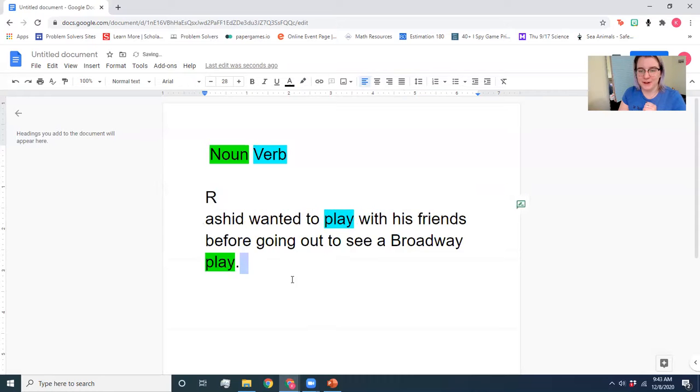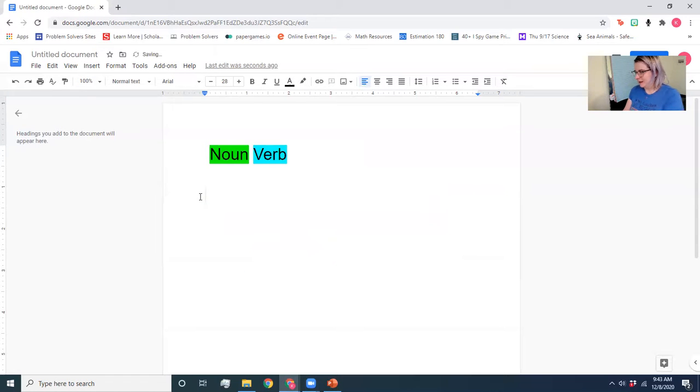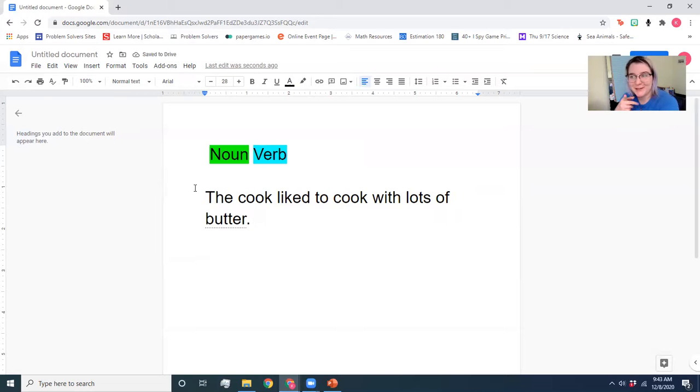Okay, let's see. Oops, what just happened? Okay. The cook liked to cook with lots of butter. You tell me, which cook is a noun and which cook is a verb? The cook. Absolutely.